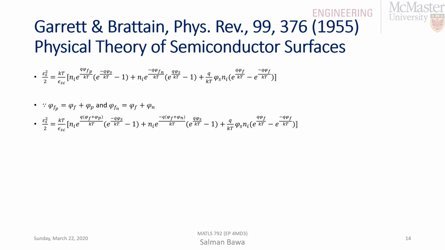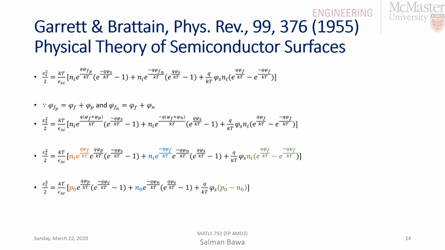We then express the quasi-Fermi level in terms of the Fermi level and the quasi-potential of holes and electrons. We then get the brown, blue, and the green terms, which are the terms for P0 and N0. We then divide the entire expression by n sub I to get the final expression on this slide.